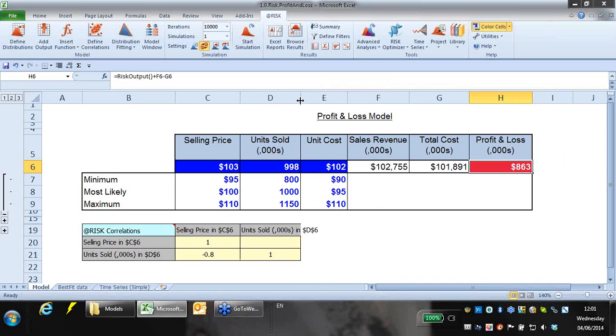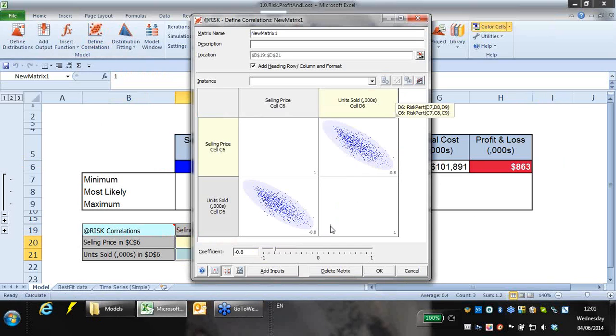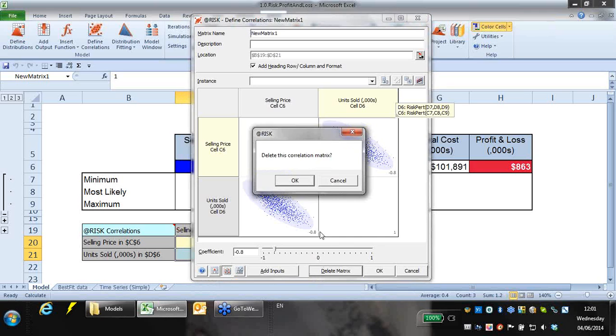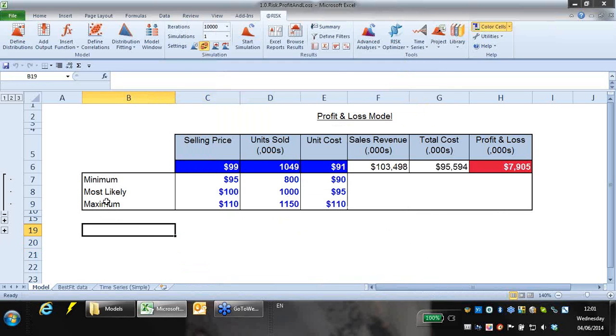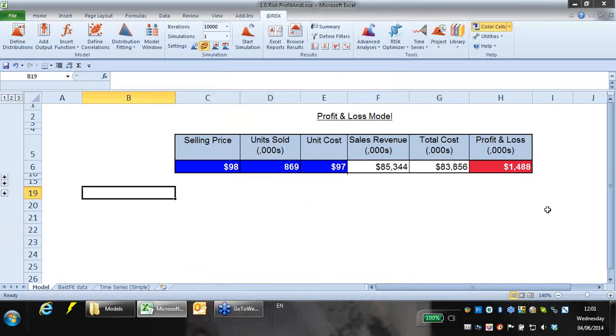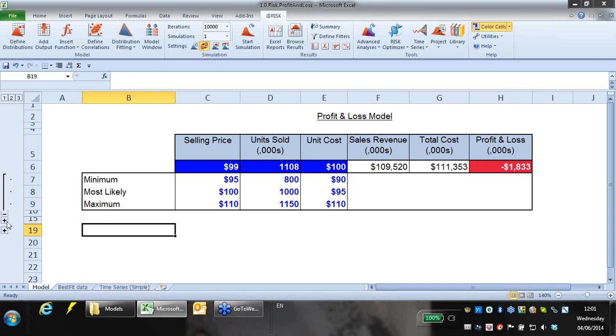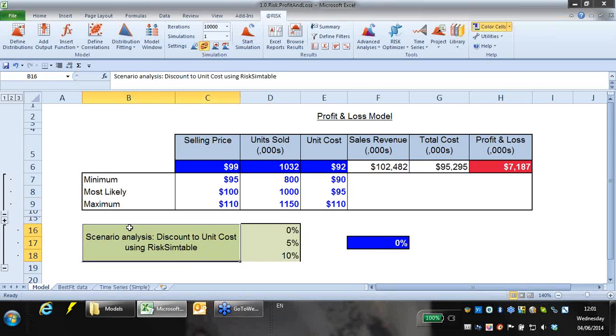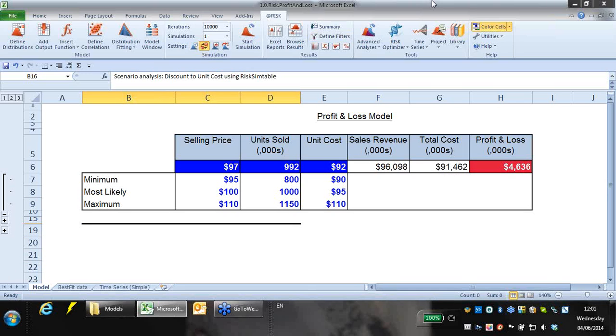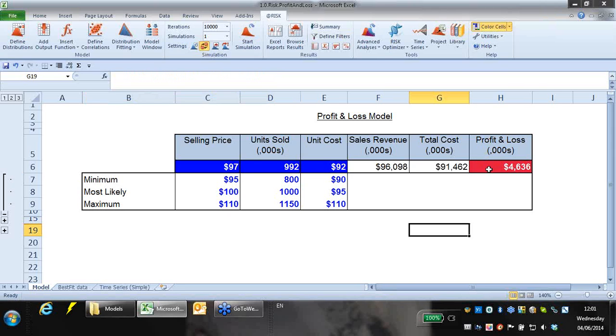And of course, it doesn't have to be a little 2x2 matrix, which is what we've got here. You can have a big 10x10, 20x20 matrix, and so on, with lots of inputs. So I'm going to delete my correlation matrix for now. I'm going to just hide those away for a little bit. And no, I'm not. I'm going to bring them back, and I'm going to talk about scenario analysis. In fact, I'm flip-flopping all over the place. I'm going to talk about scenario analysis, but I'm going to use something called stress analysis.